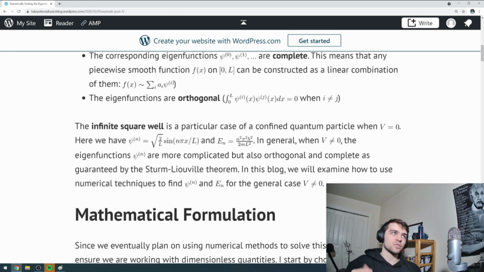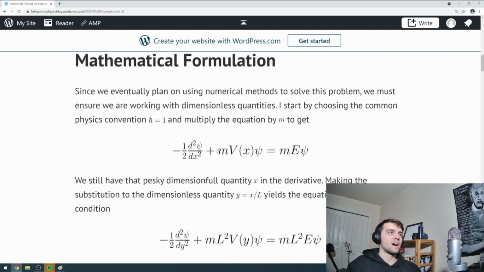And of course, the infinite square well is the case where V is equal to 0. So it's bounded, but there's no potential in the middle. And then you know what your energies are, of course. So we need to massage this equation a little bit before we put it into Python. And so I'm going to go through these steps.